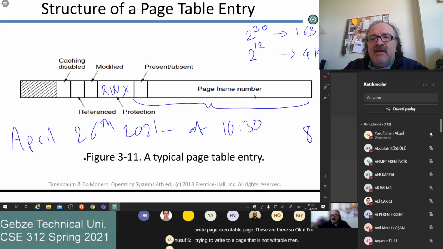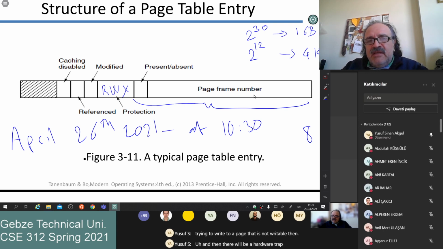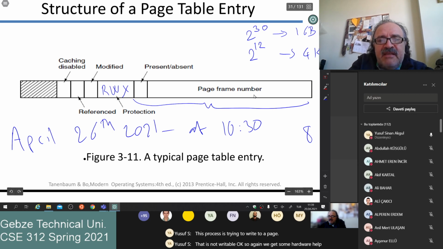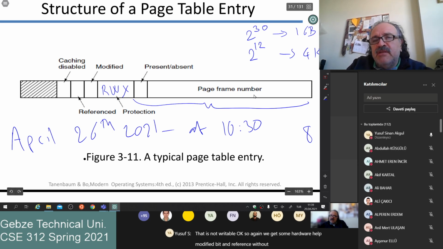If I am trying to write to a page that is not writable, then there will be a hardware interrupt or trap, and the hardware will tell the operating system that this process is trying to write to a page that is not writable. So again, we get some hardware help. The modified bit and the reference bit are very important.